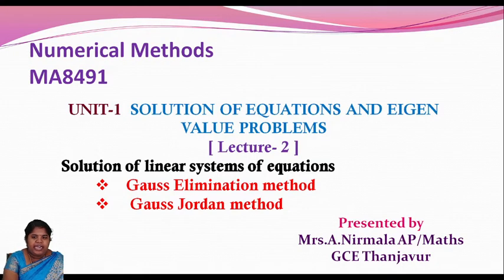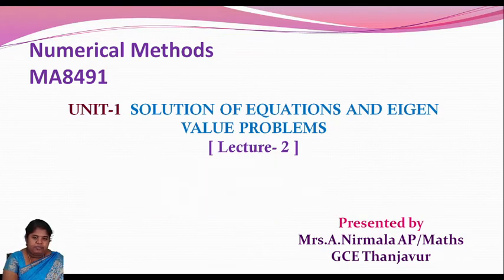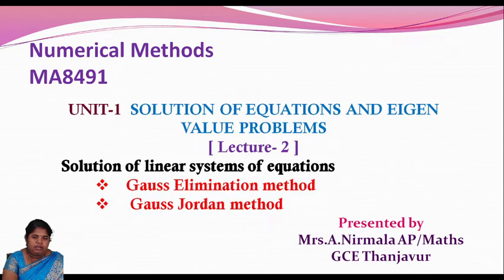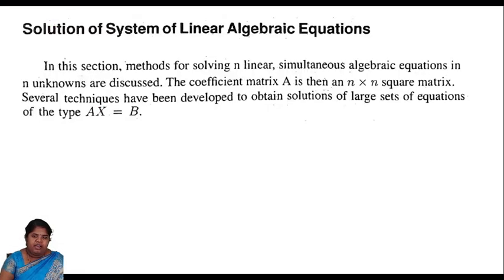solution of linear systems of equations. We are going to find the solution for the system of equations using two methods, Gauss elimination method and Gauss-Jordan method. Now, we are going to see the method for solving linear simultaneous algebraic equations. In the first class itself, we saw what an algebraic equation is: an expression involving only the variables of x along with constants.